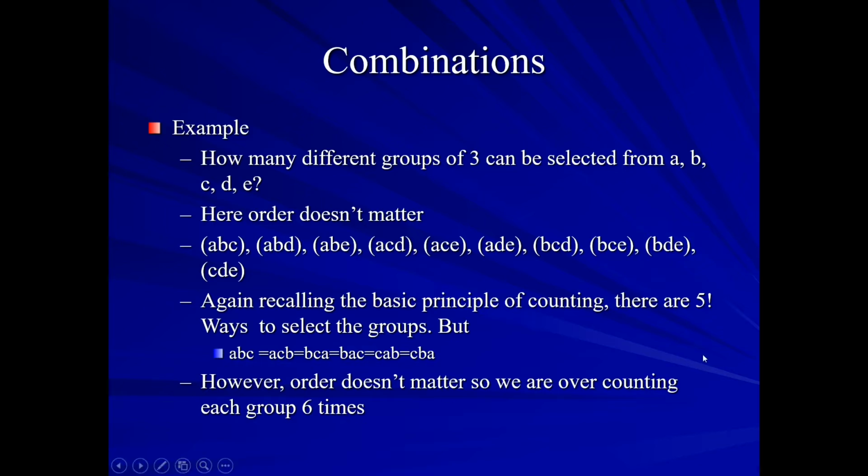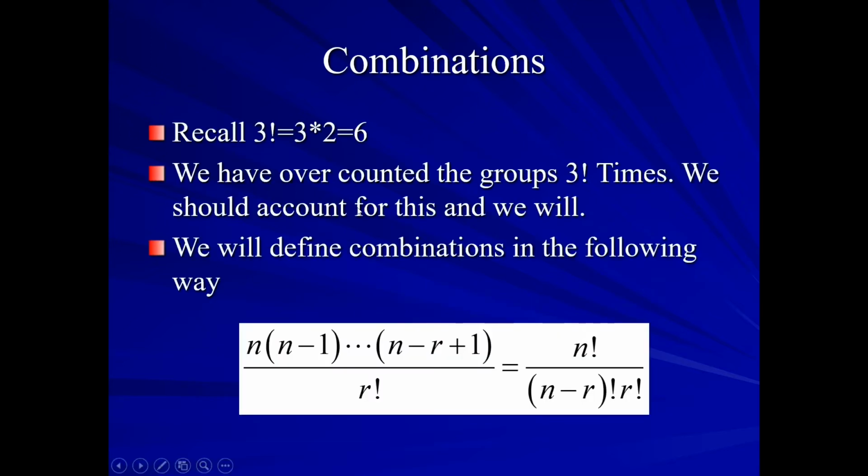So if I look at just doing 5 factorial ways to select the groups, I've overcounted each group 6 times, because here there are 6 ways, right? There are 3 factorial ways that I can choose 3 letters. If I simply look at 5 factorial ways to select the group, I've overcounted each group of 3, 6 times. Since we've overcounted these groups 3 factorial times, we need to account for this.